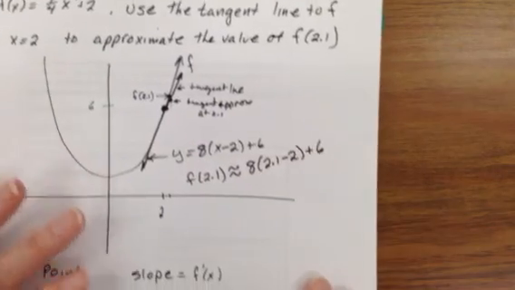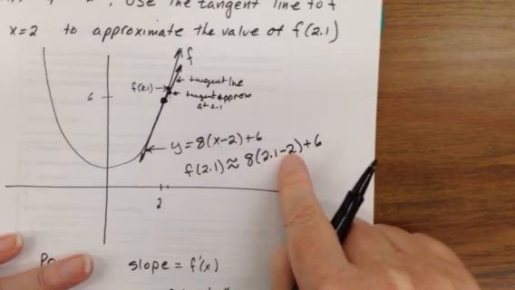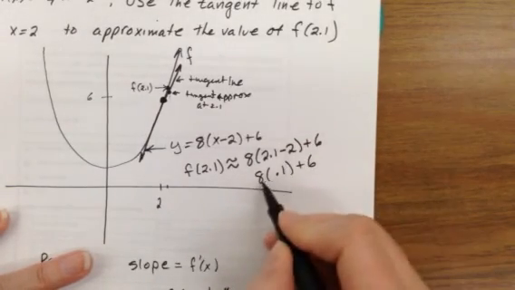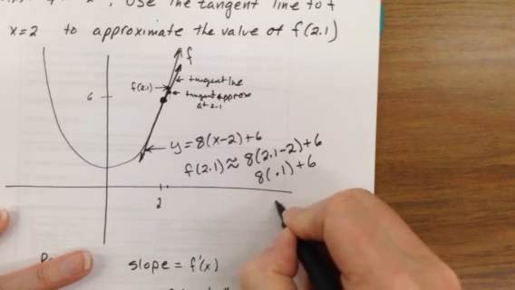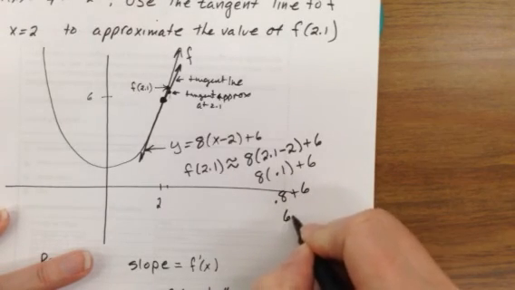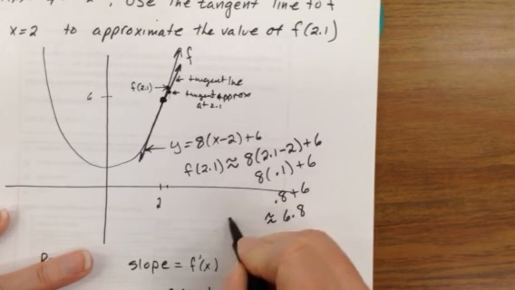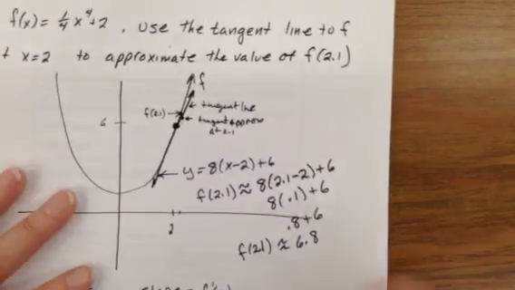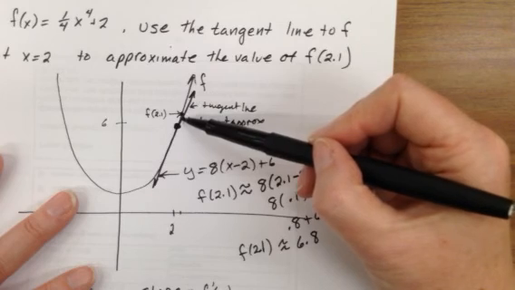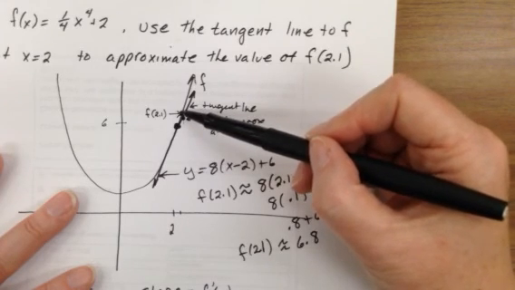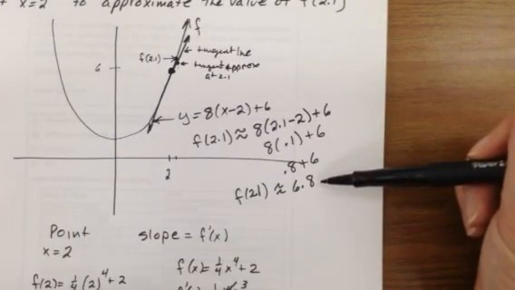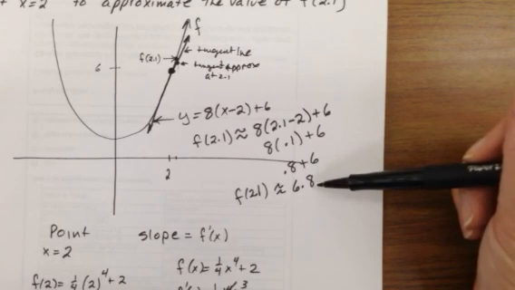Oh, do you see why I didn't distribute? This is easy to subtract when I don't distribute. Even without a calculator, we can do this math. And I get 6.8. This is not the height of the function. It is approximately the height of the function. We have just calculated the height on the tangent line, not the height of the function, but they're really close together. So this is our tangent line approximation to the curve at the value of 2.1. It's not too bad.